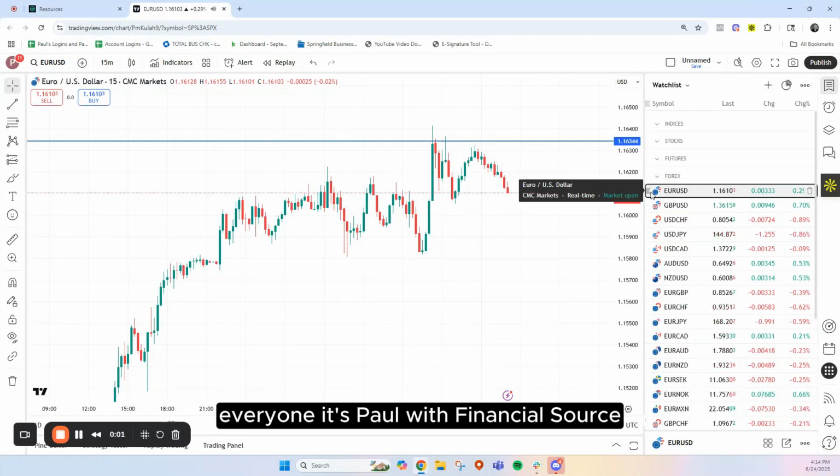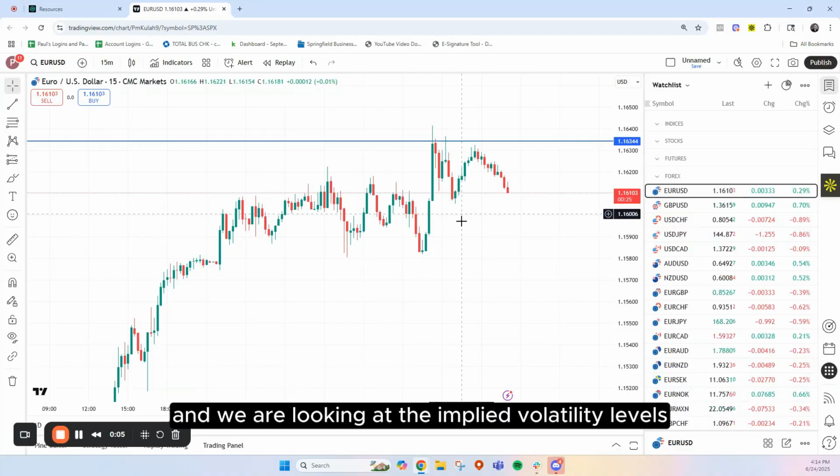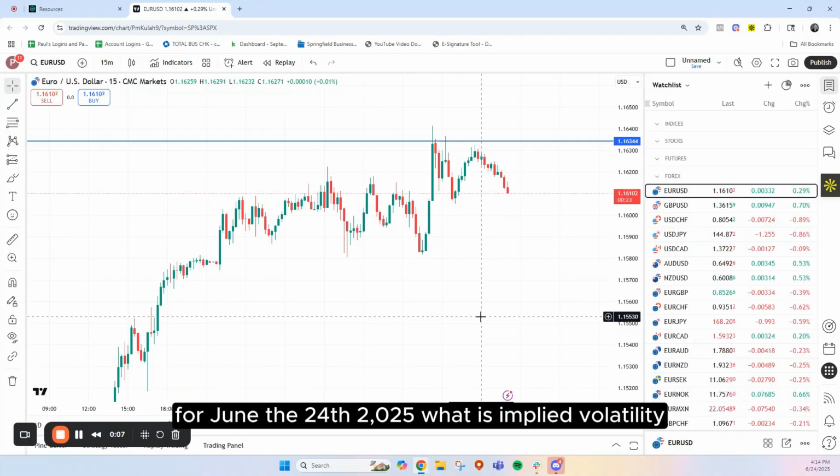Everyone, it's Paul with Financial Source, and we are looking at the implied volatility levels for June the 24th, 2025. What is implied volatility?